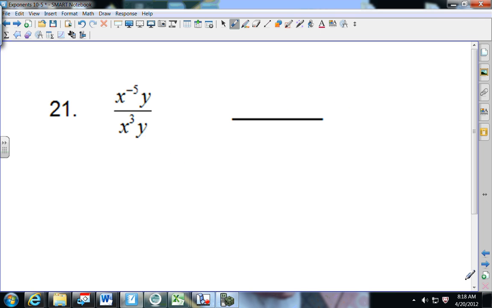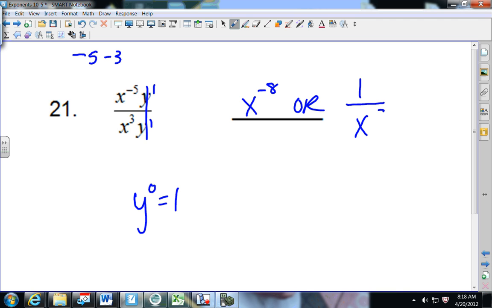Number 21, pause the video, come back and see how you do. These bases are the same, so you're subtracting them. You have negative 5 minus 3. You have x to the negative 8. Y to the first, y to the first. 1 minus 1 is 0. Y to the 0 power is 1. Well, really, these just go away. So you can have this as your answer, or to have a positive exponent, it looks like this.